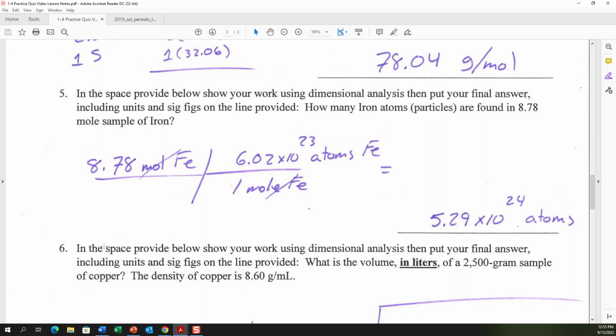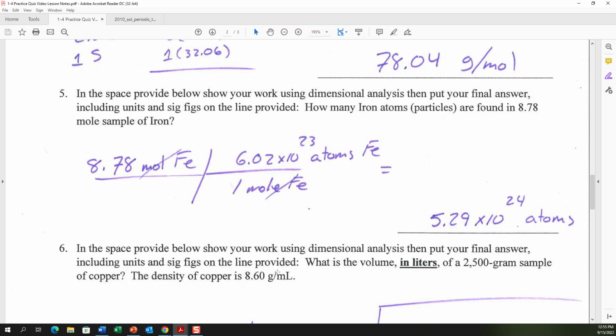All right, so in the space provided below, show your work using dimensional analysis, then put your answer, including units and sig figs, on the line provided. And this is asking, what is the volume in liters of a 2,500 gram sample of copper? And the density of copper is given to us as 8.6 grams per milliliter. Oof. Okay, so that's key right there.